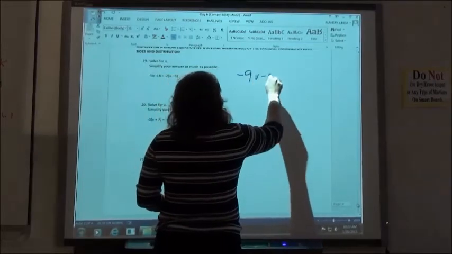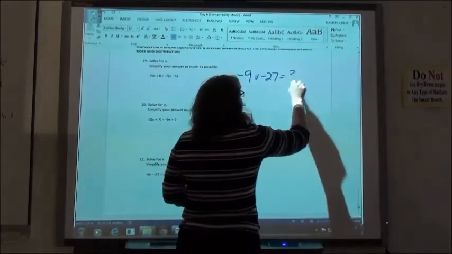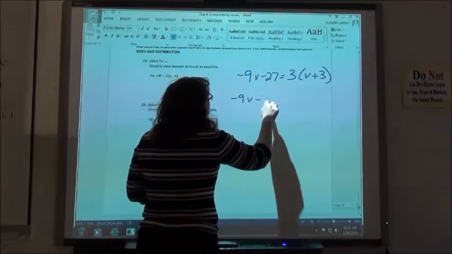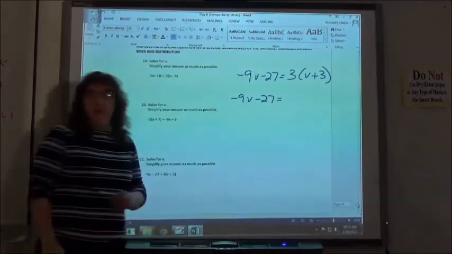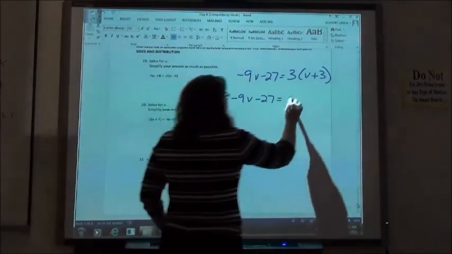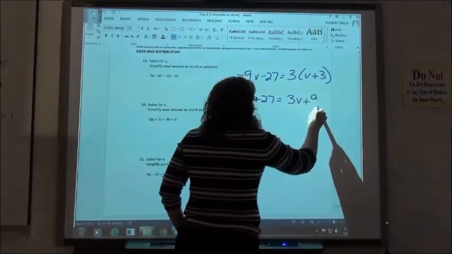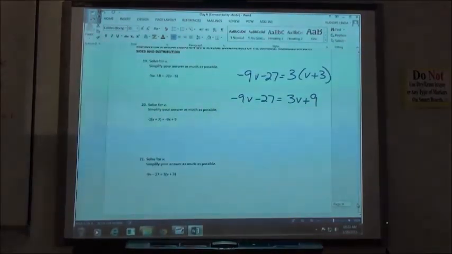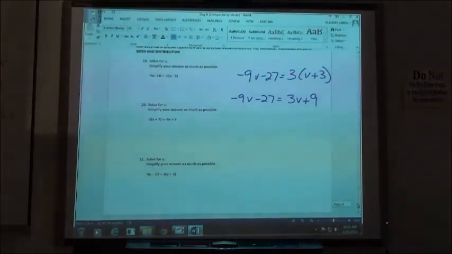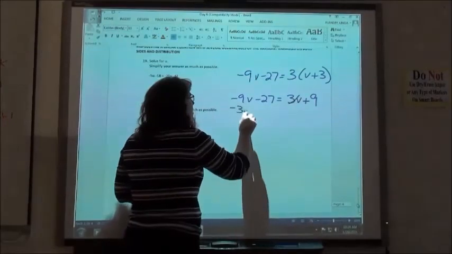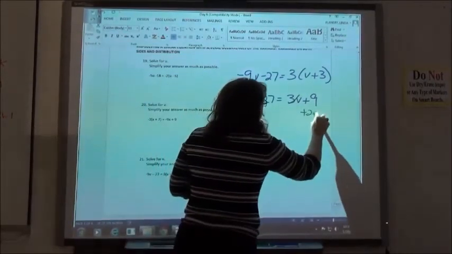Negative 9b minus 27 equals 3 times b plus 3. So we're still going to have negative 9b minus 27. On our right side, we're going to have 3b plus 9. I want to solve it for b. I've got variables and numbers on both sides, so I want to move my variables to the left, my numbers to the right. So I should subtract the 3b and add the 27.